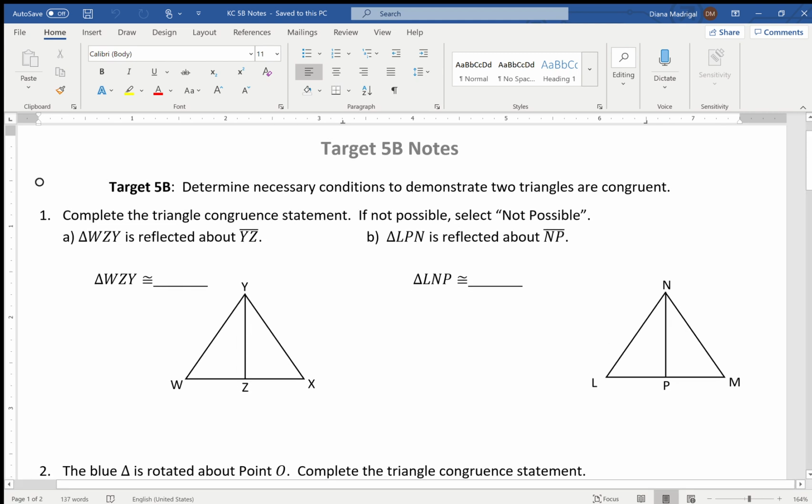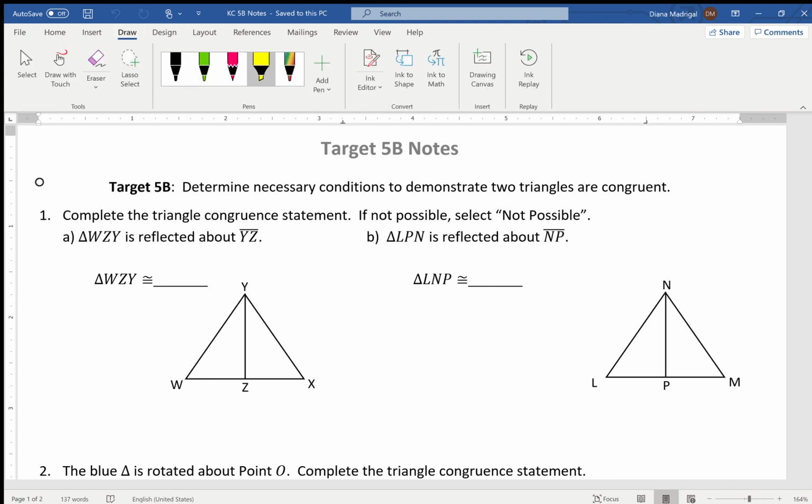Question number 1 says complete the triangle congruent statement. If not possible, select not possible. Again, we're talking about congruence. Some of you guys forgot what congruence meant. Congruence, or the word congruent, means that they're equal to each other, they're the same.